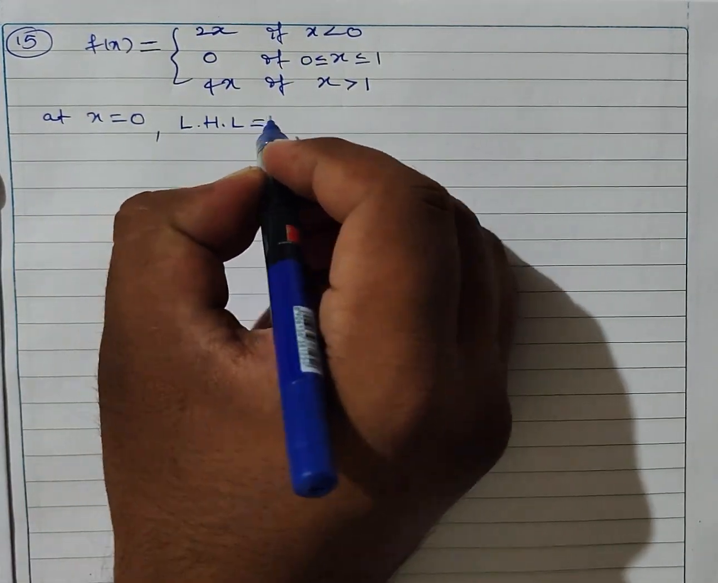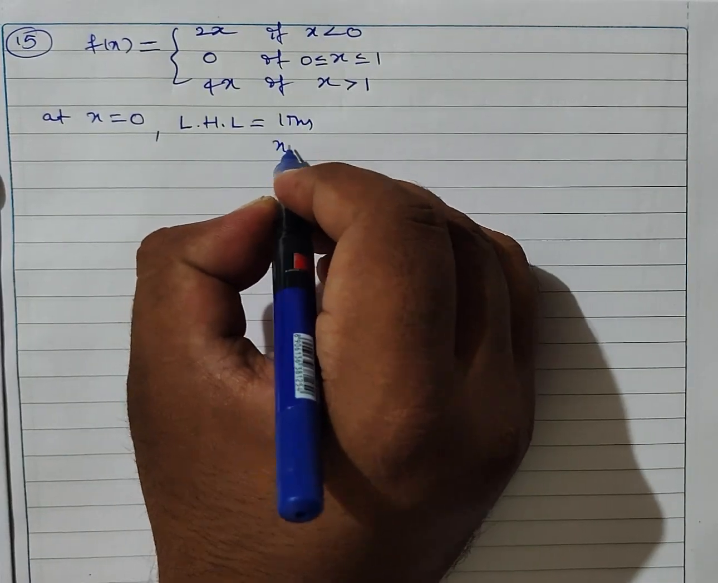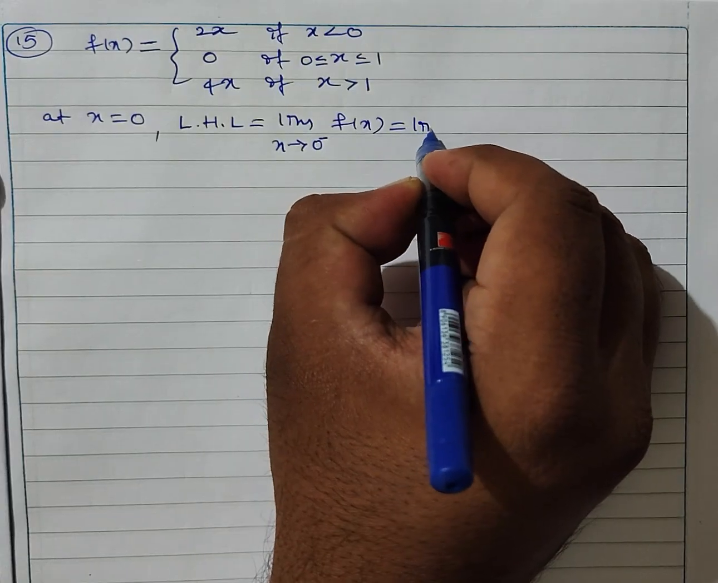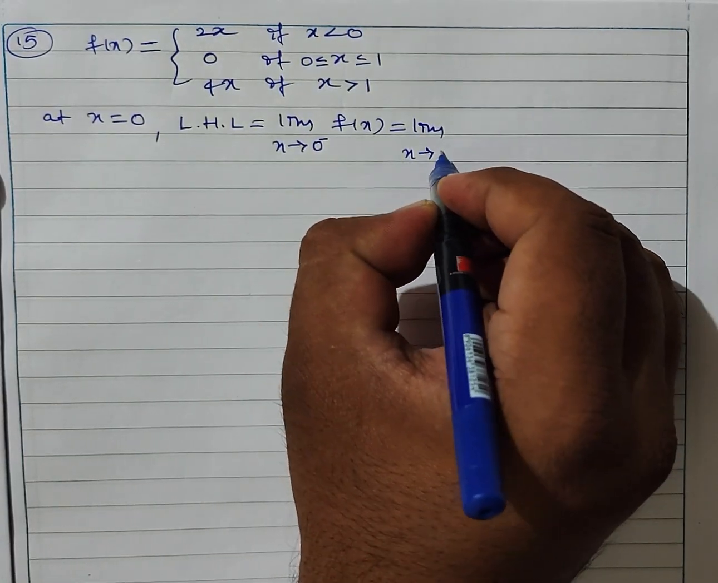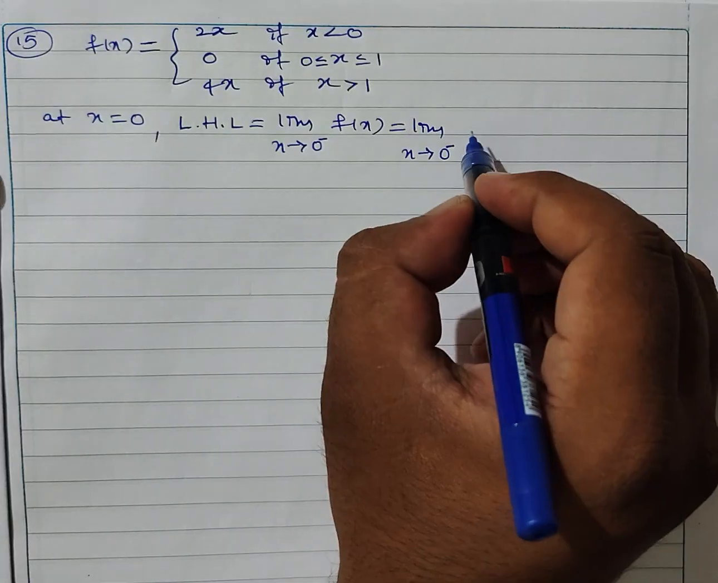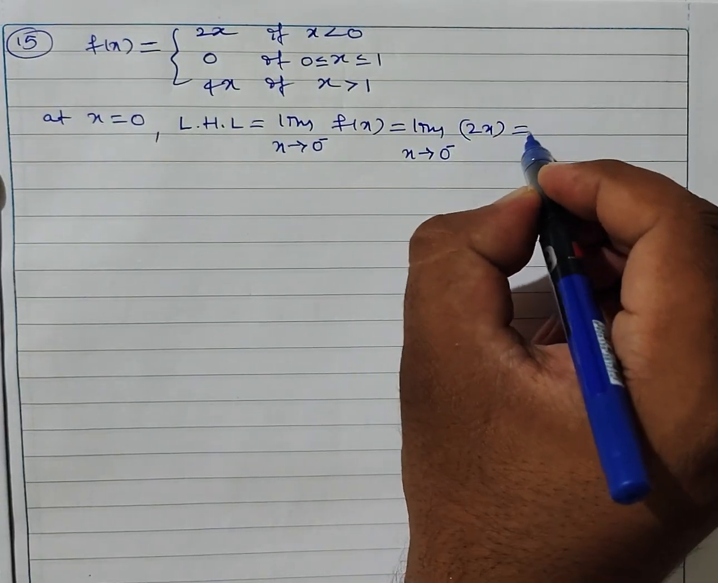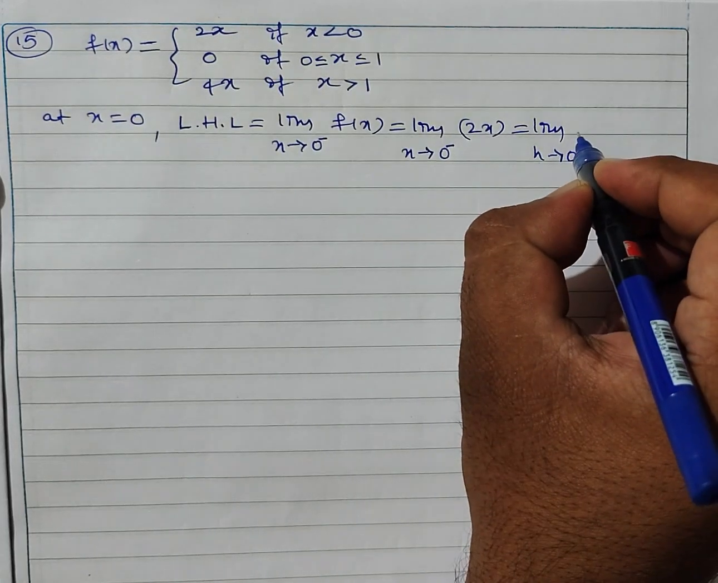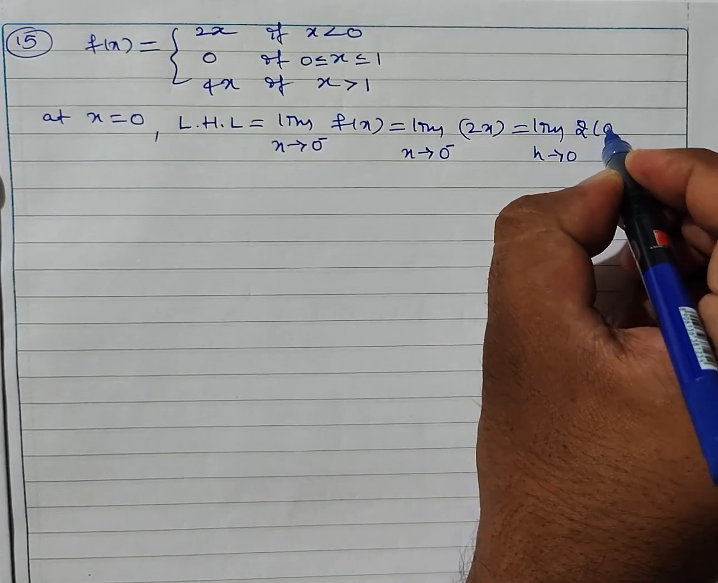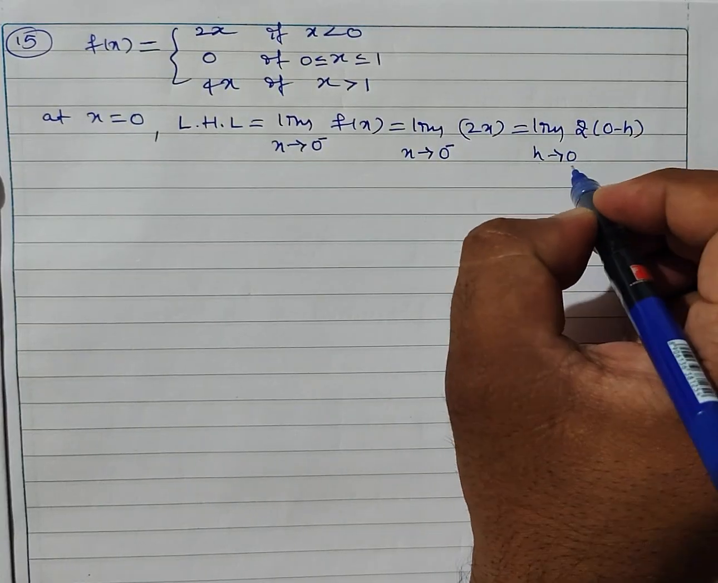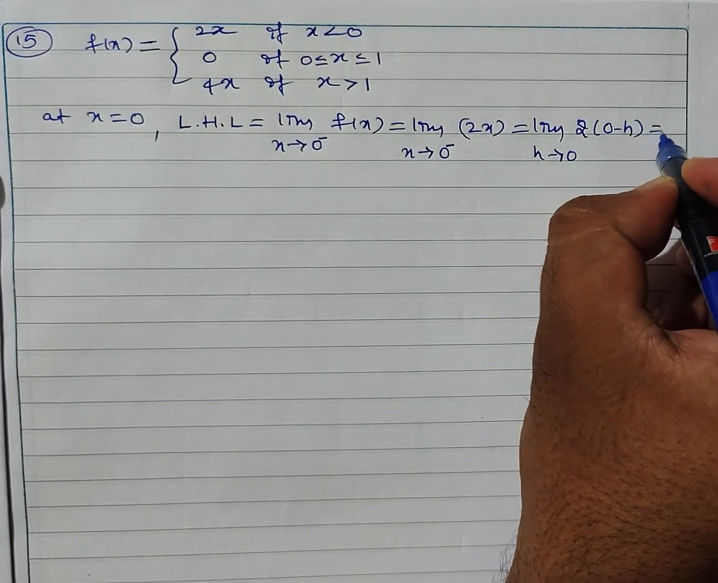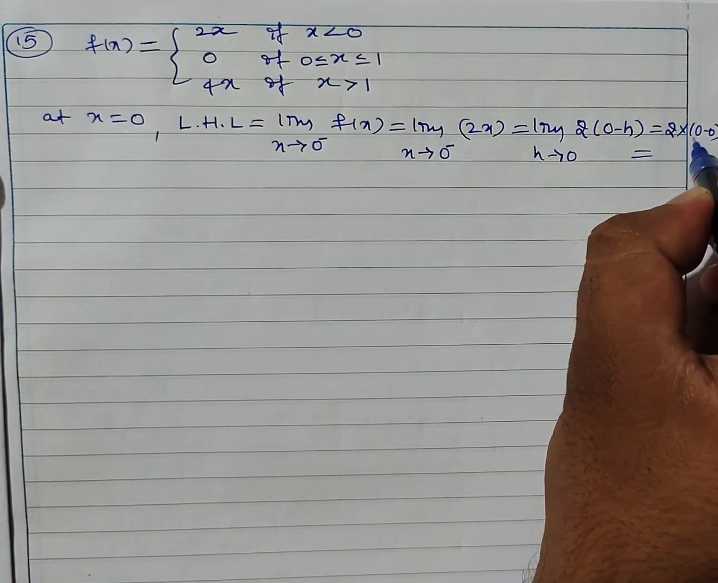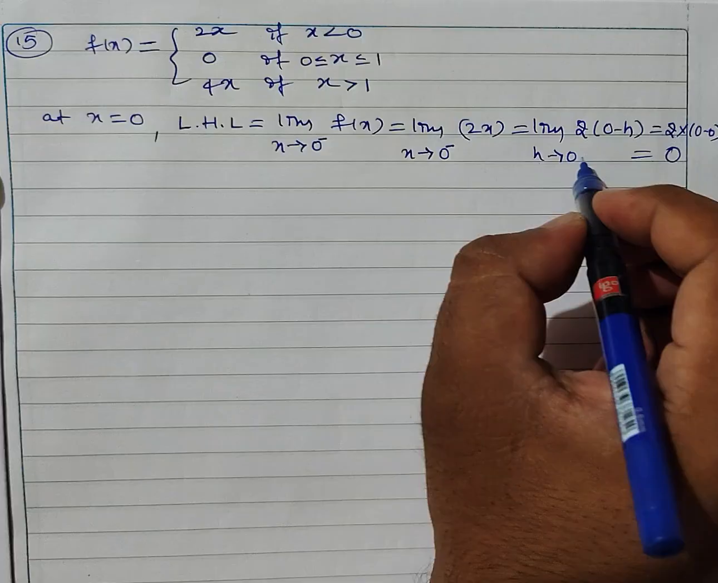Left hand limit is equal to limit x tends to 0 minus f of x. So 0 minus means what? 0 minus means less than 0. So for less than 0 the function is 2x. So that is equal to limit h tends to 0 where x is replaced by 2 into 0 minus h. Substitute the limit value. 2 into 0 minus 0. So that is equal to 2 into 0, 0. So left hand limit is 0.